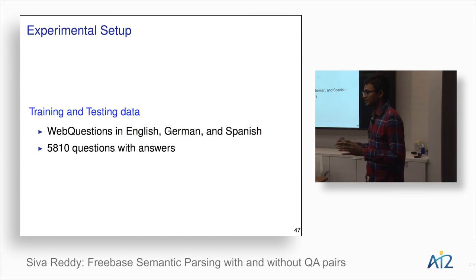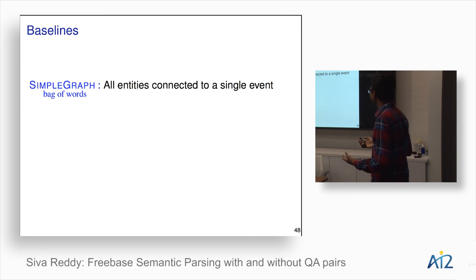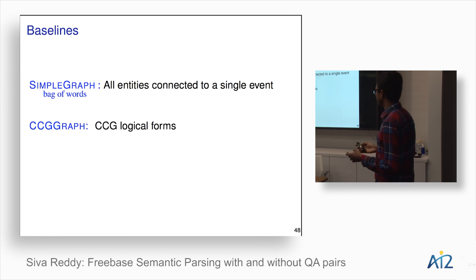Okay, so this is the common setup. I'm using all of Freebase now, and I have WebQuestions that are mainly in English, but we translated them into German and then Spanish. And for baselines, we used different things. One doesn't use any form of syntax, which is a bag of words model. I call it simple graph. And the other one is using CCG logical forms. Right now, we were using dependencies.